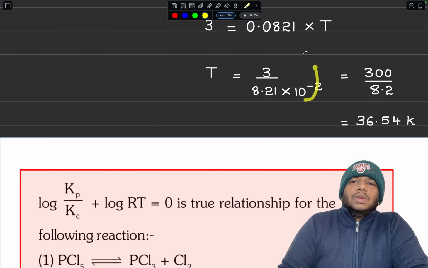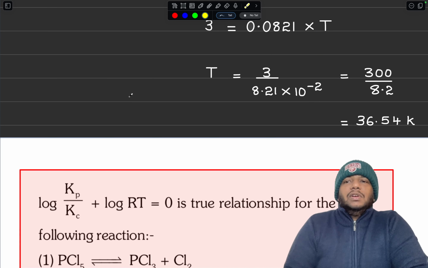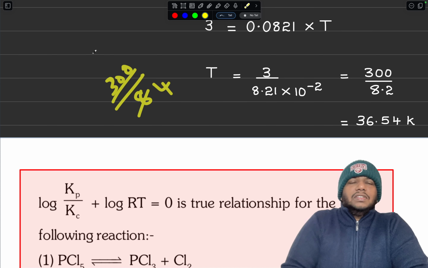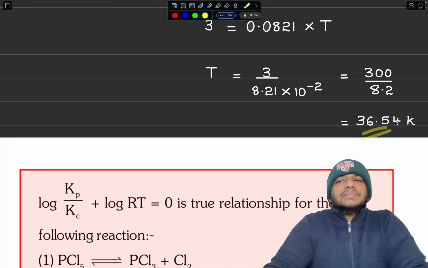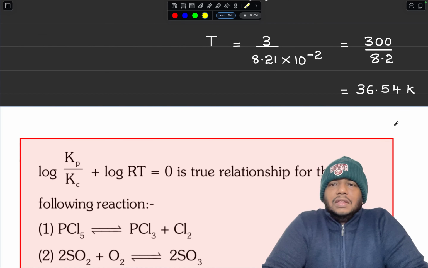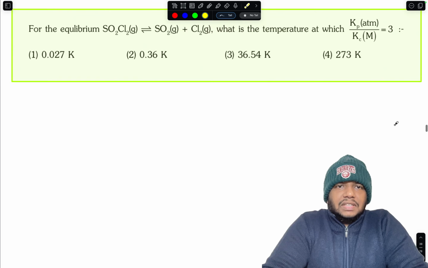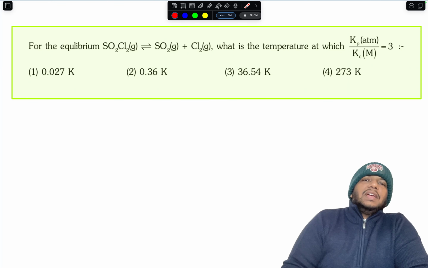So 10 power minus 2 will come in the numerator, and this will become 300 by 8.2. You can even do it approximately, that is 300 by 8. How much will it become? 2, 4, this is 150. And you can write this as 4 into 3, 12, 30, 4 into 7, 28. So somewhere around 37 Kelvin you will get the answer, if you do it approximately. The actual answer is 36.54 Kelvin. So we will see whether that is present in the options. Yeah, it is present. So I can say option 3 would be my correct answer.